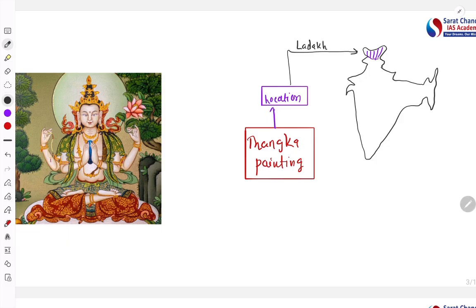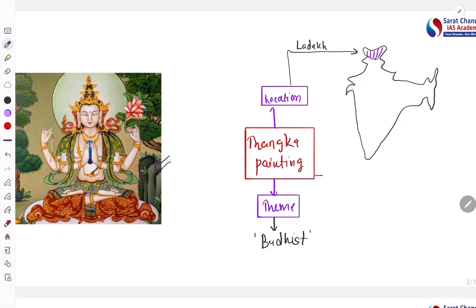The second important fact we have to remember is its theme. What theme is used to make this painting? The theme is Buddhist. That is, Buddhism has a huge influence over the Thangta paintings. From this image also you can see this is an image of Lord Buddha. Now, what kind of things have they depicted? They have depicted Buddhist deities, spiritual events, symbolic mandala designs and other things.